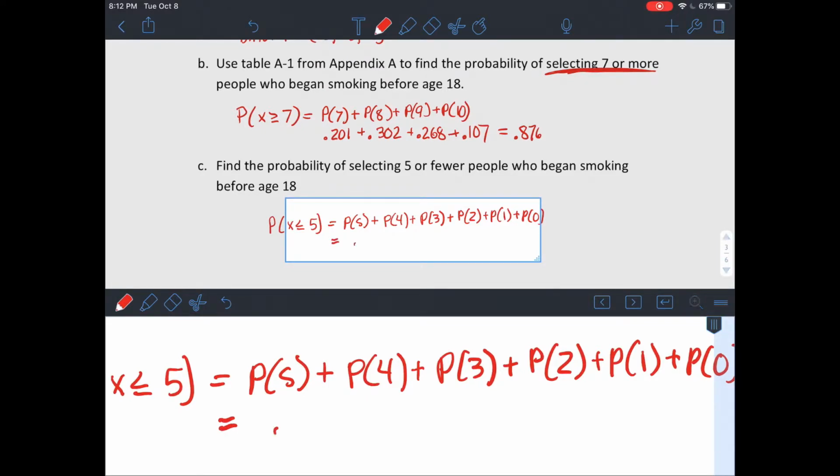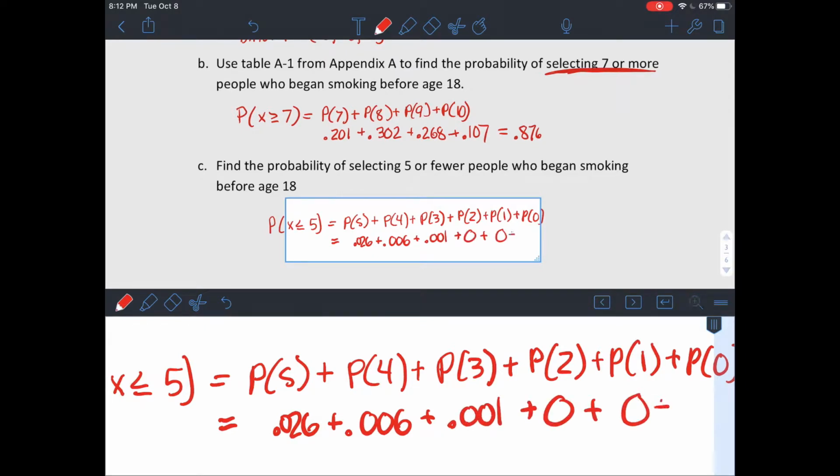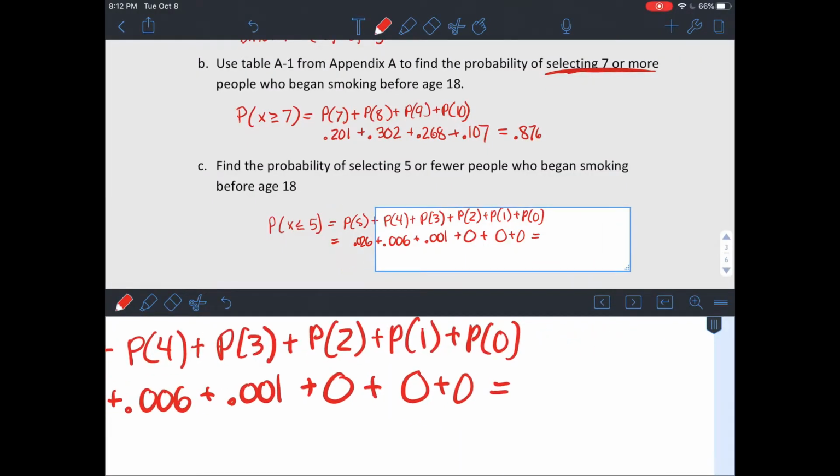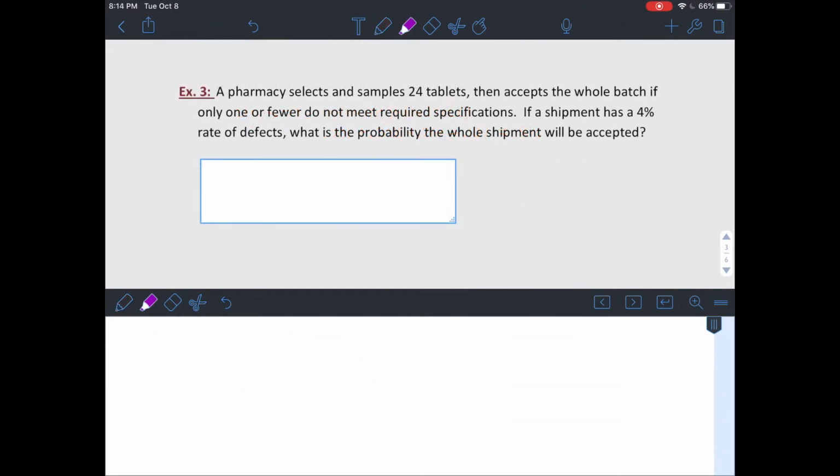So if you go back to your table and get your values and jot them all down here, we're going to come up with a probability that's pretty darn small. There's only like a 3.3% probability that we get a group of 5 or fewer smokers out of our 10.